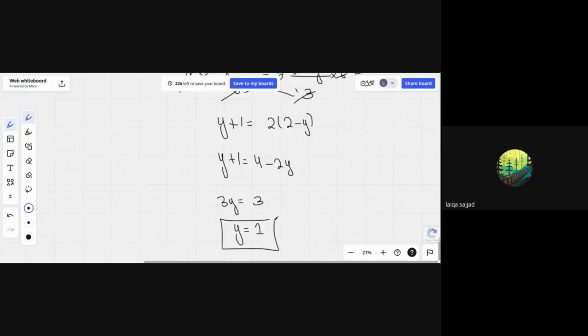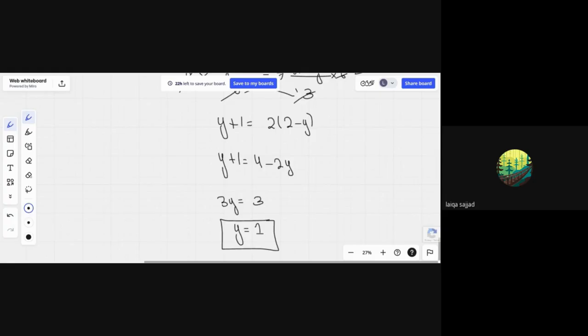So this is the value that we needed to find for y. Okay, if we look at the next question, we are given 4 points: point A, B, C, and D. And the coordinates for each of these points are given.